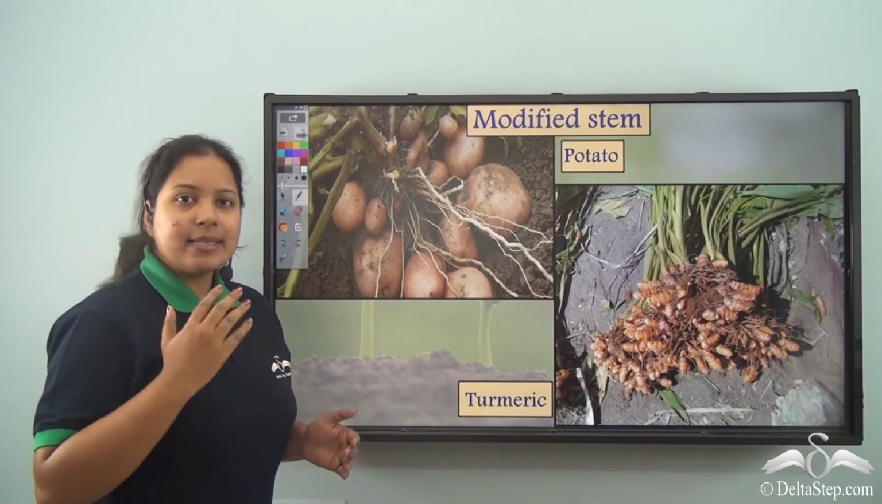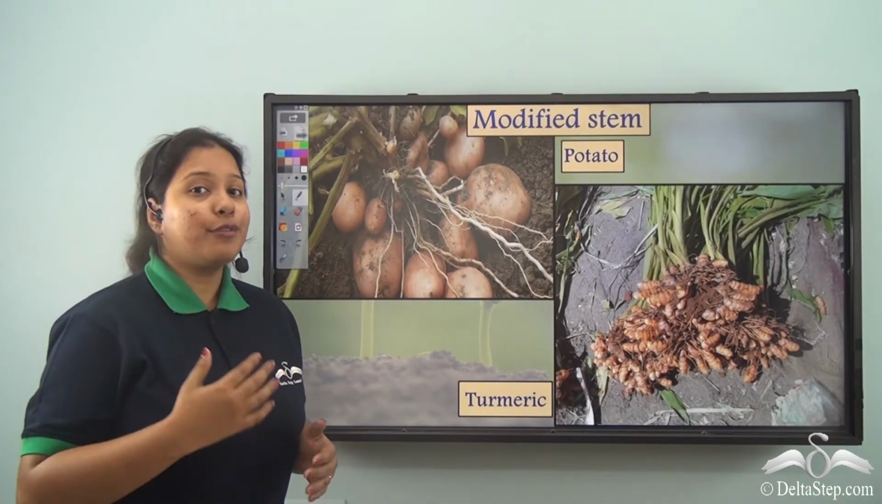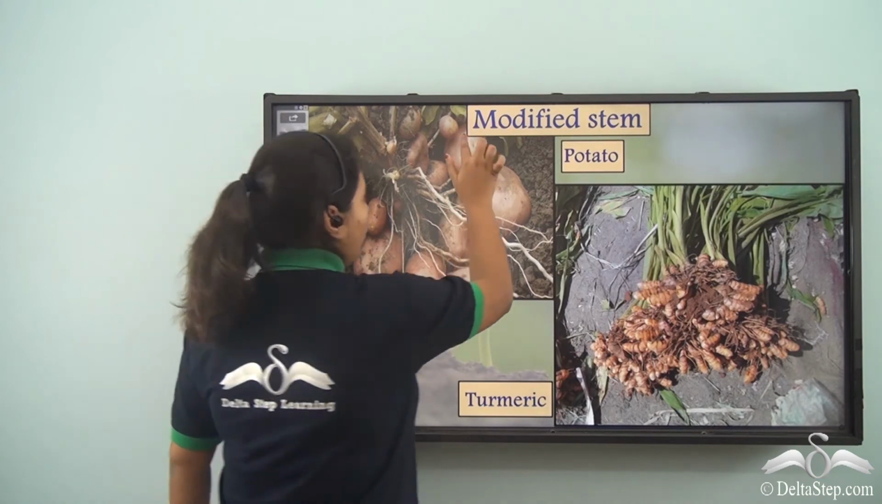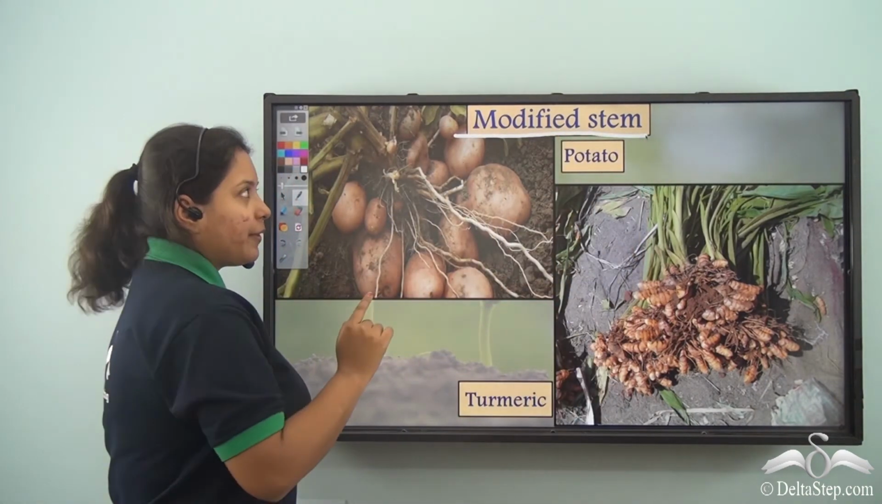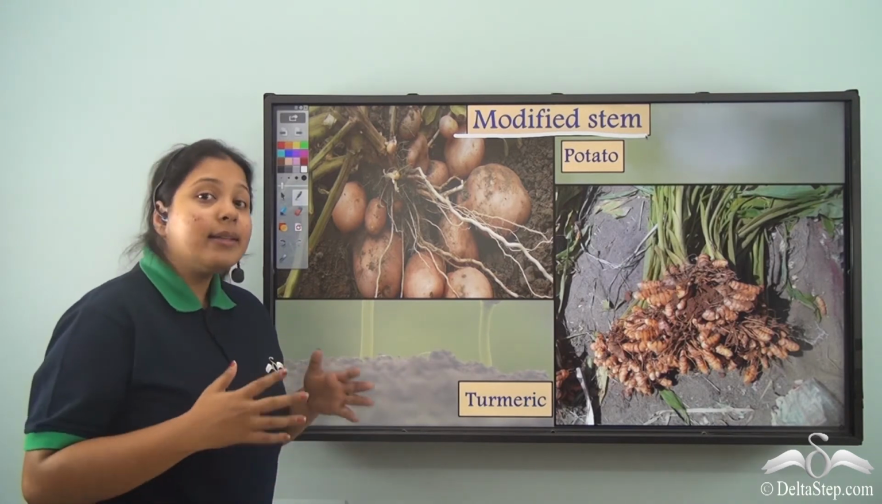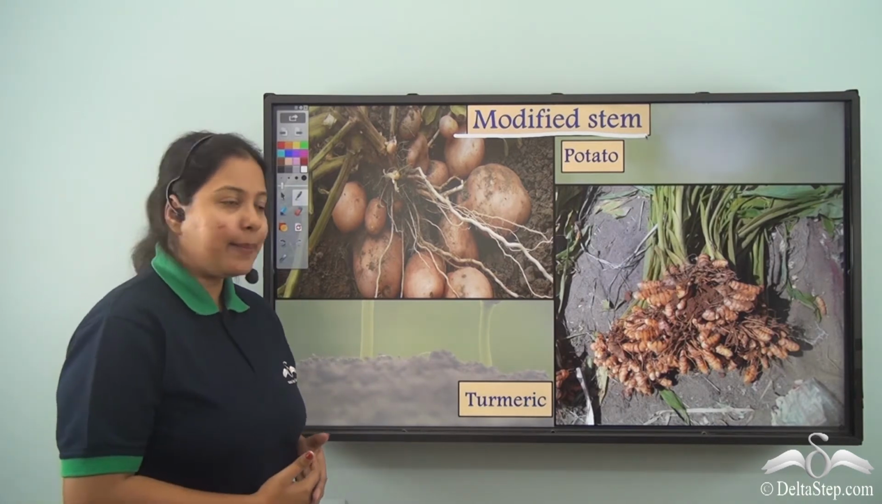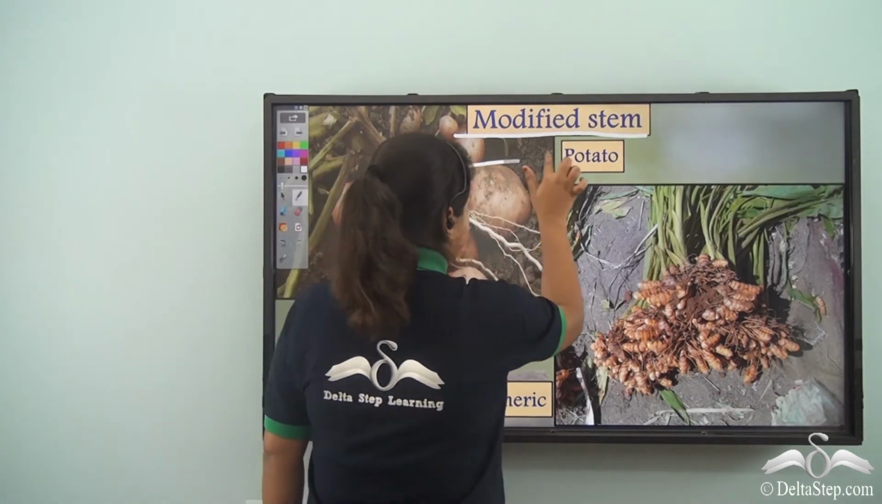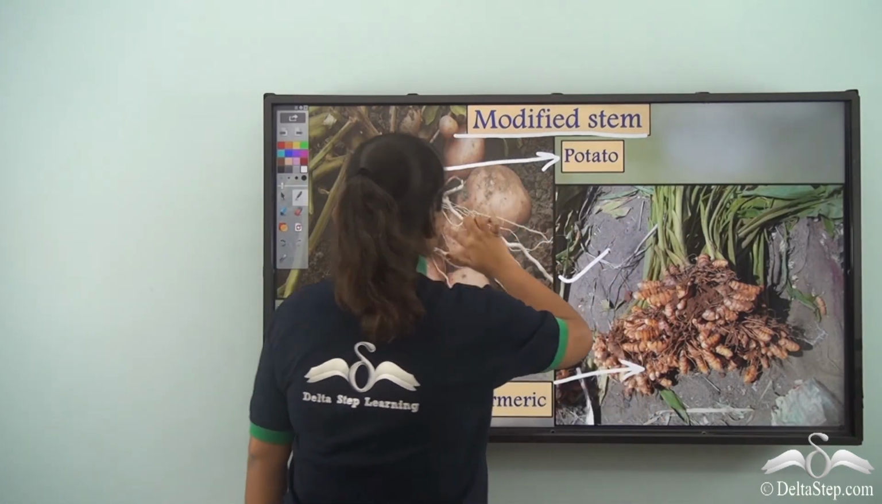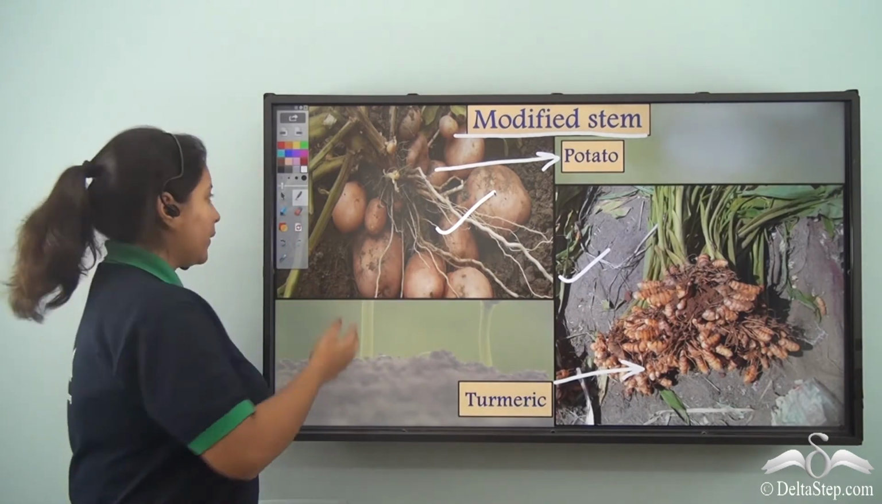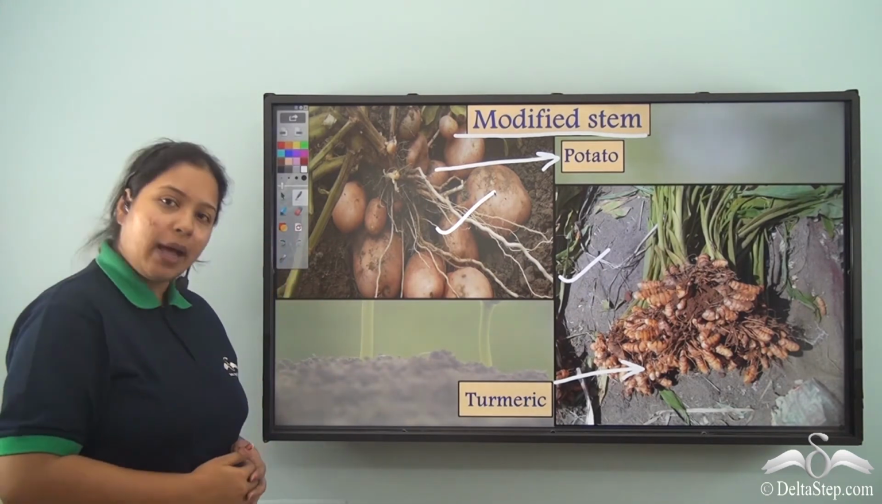So, these stems which do this special function are known as the modified stem. What are they known as? The modified stem. And what are the examples of the modified stem? Well, it's potato and turmeric. These are the modified stems which store food for the plant.